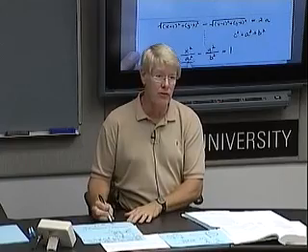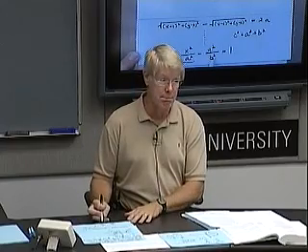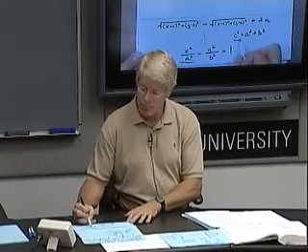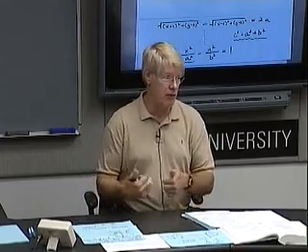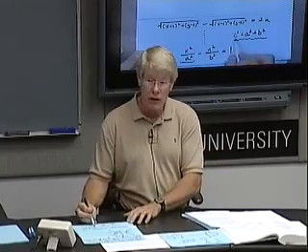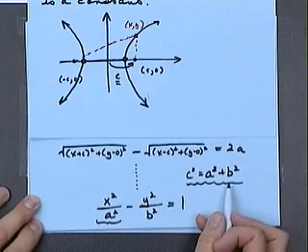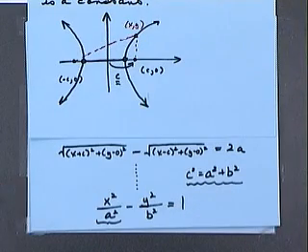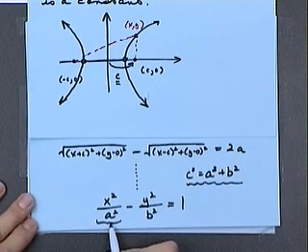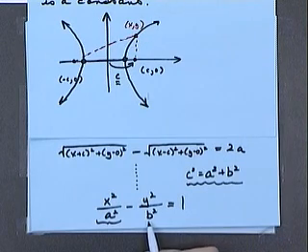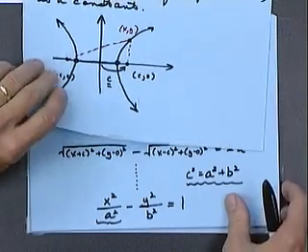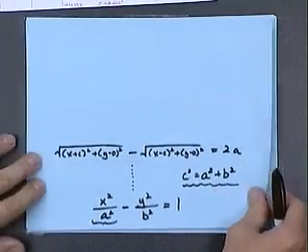Is a squared necessarily larger than b squared? No. There is no size interrelationship that is fixed because c squared is the sum of the other two squares. So a squared could be smaller than b squared. a squared will always be the denominator of the positive term. b squared will be the denominator of the negative term. So there are some subtle differences.